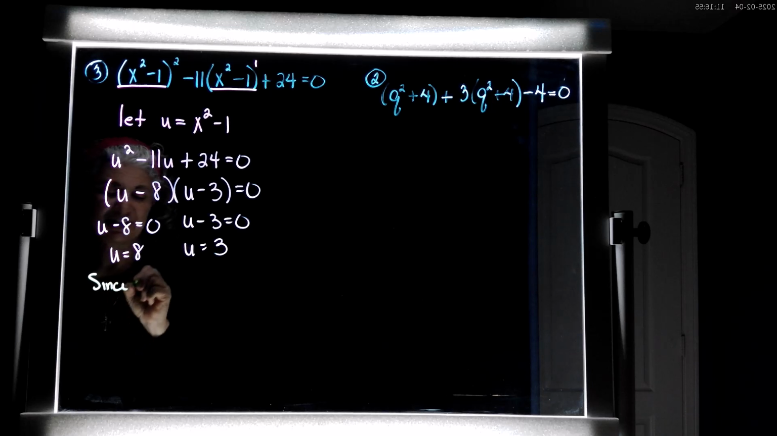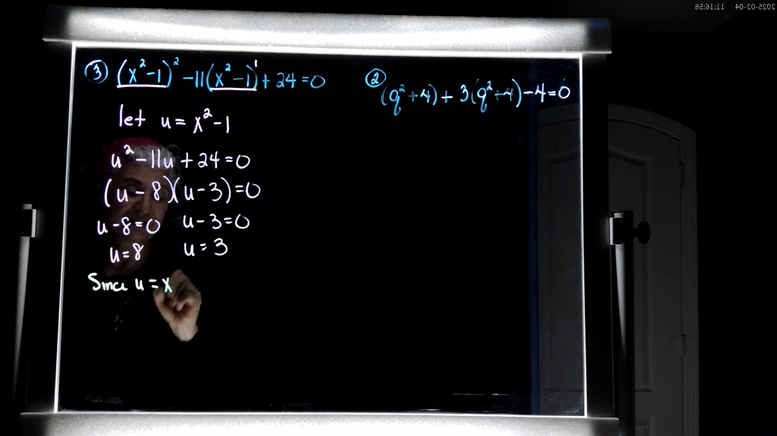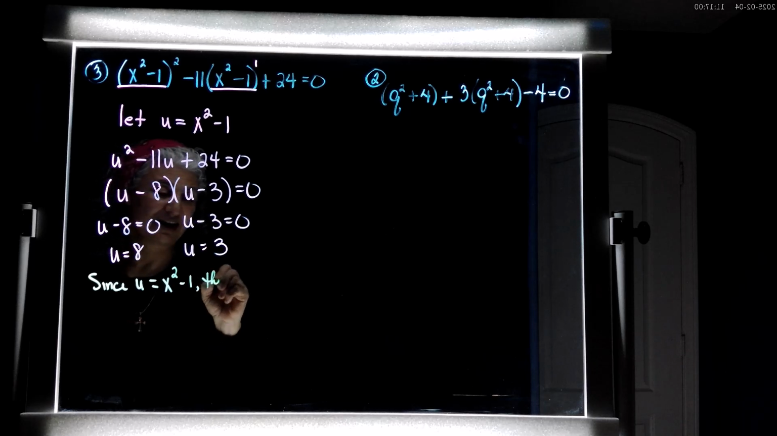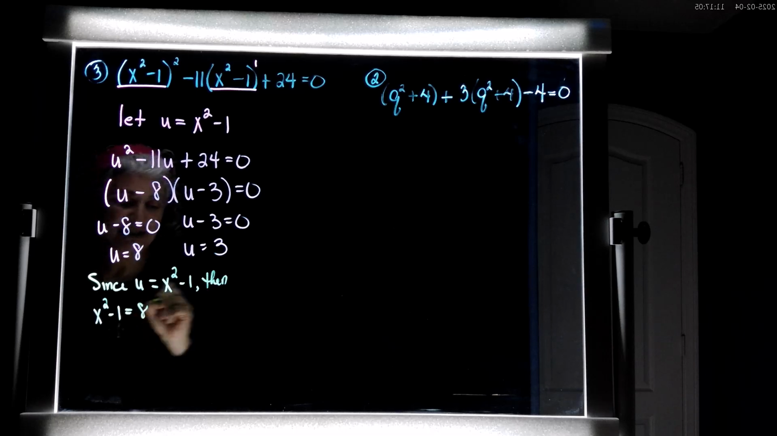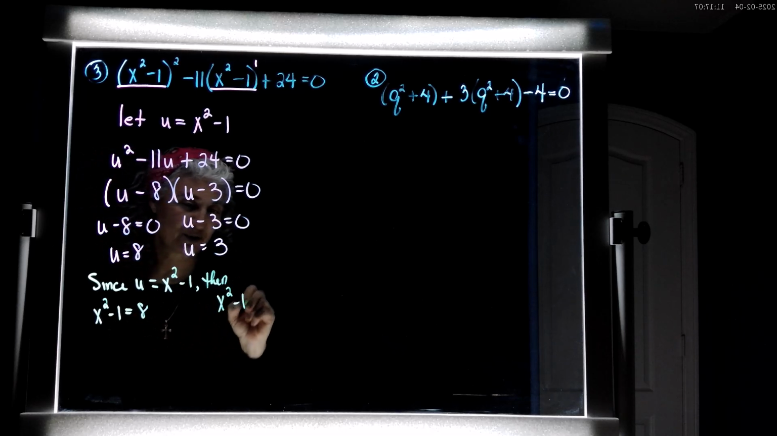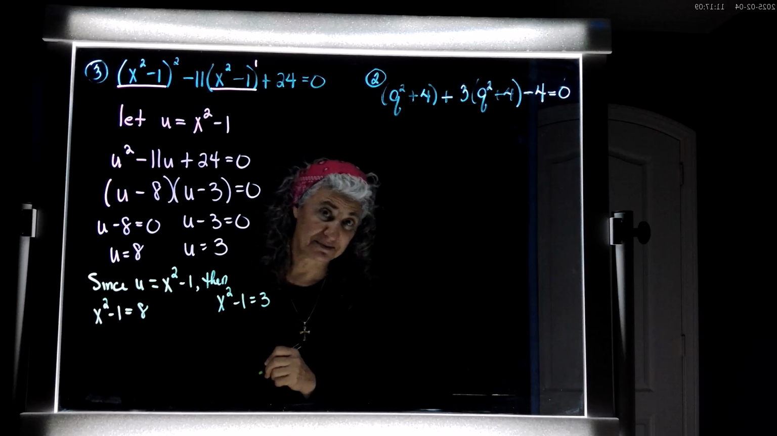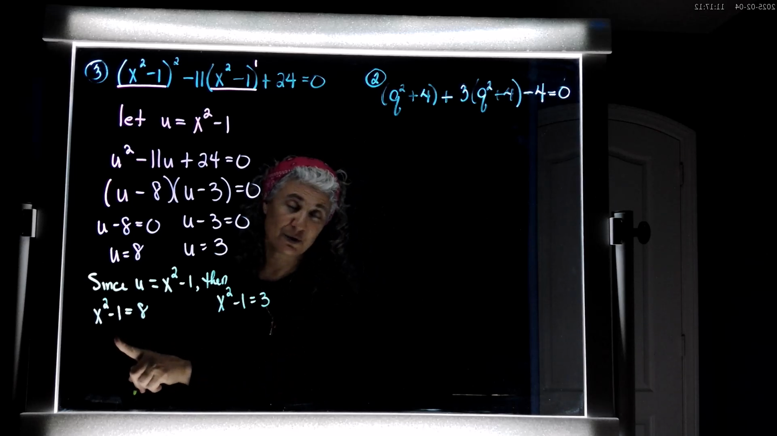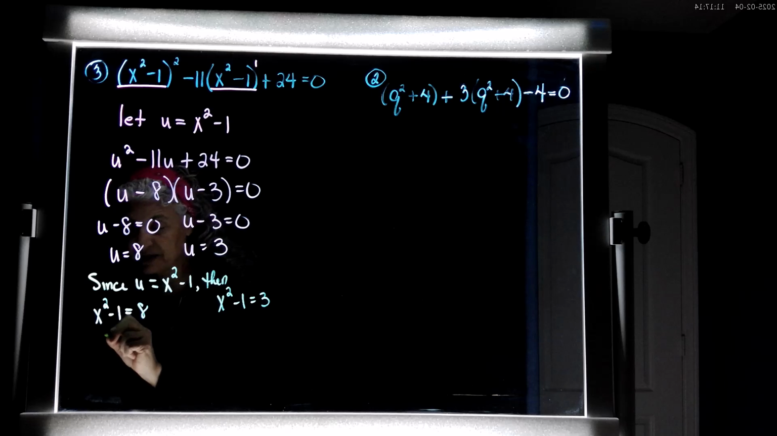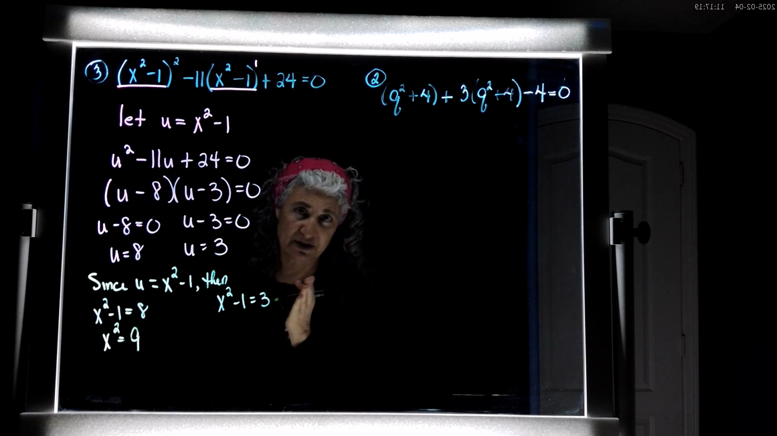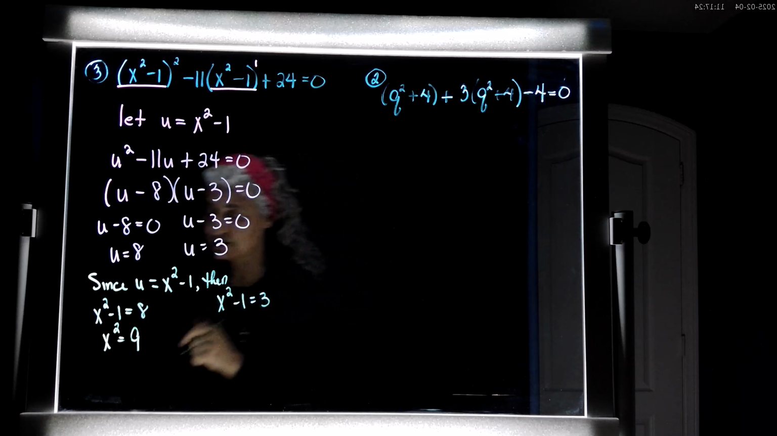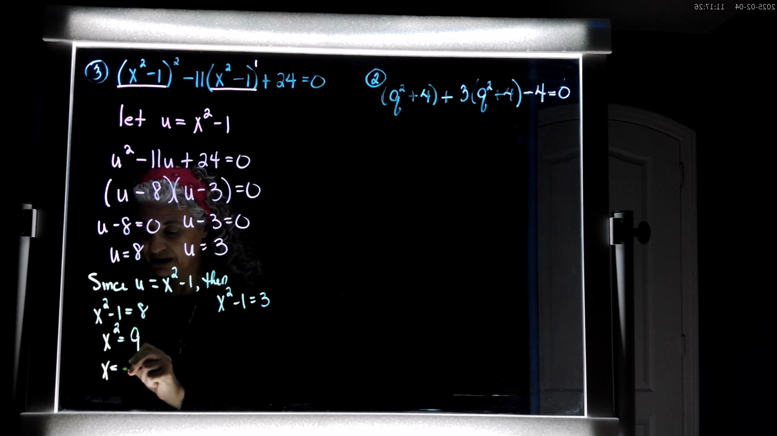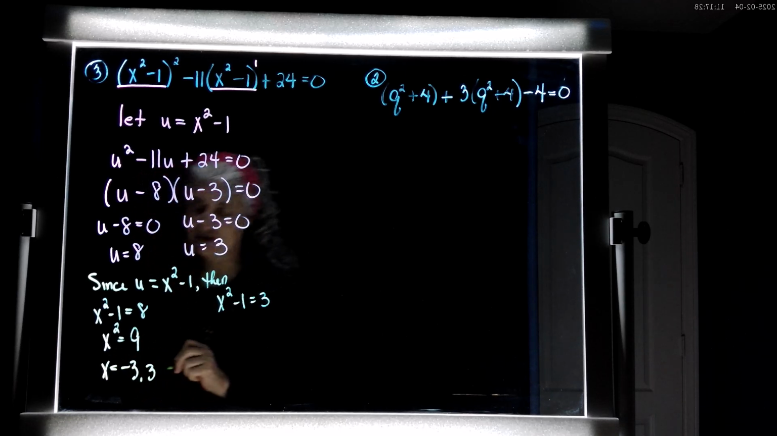Because since u equaled x squared minus 1, then it's actually x squared minus 1 equaling 8, and x squared minus 1 equaling 3, right? Okay, let's solve this one. What are you going to do first? Add 1 to both sides. And then what? Good, square root it. How many answers? 2, because the square means you're supposed to get 2 answers. So you end up with x equaling negative 3 and positive 3.